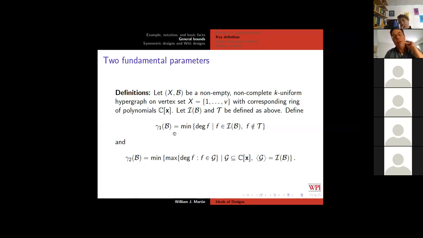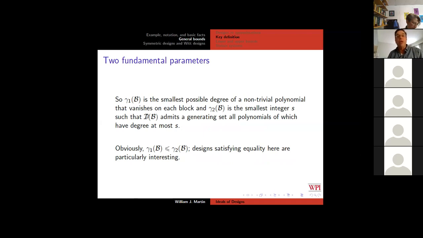So if you're a graph theorist, you might see this as sort of weird, but the dual of these objects in graph theory are: gamma 1 is essentially the girth of a graph, or let's say half the girth, and gamma 2 up to a scalar is the smallest k such that the homotopy group of the graph is generated by closed walks of length k. That's a little bit cryptic, but I apologize for that. So gamma 1 is the smallest possible degree of a non-trivial polynomial that vanishes on each block, and gamma 2 is the smallest integer s such that our ideal is generated by a bunch of polynomials having degree at most s. Obviously, gamma 1 is at most gamma 2. When the two are equal, things are kind of interesting. We'll see some examples at the end of the talk.